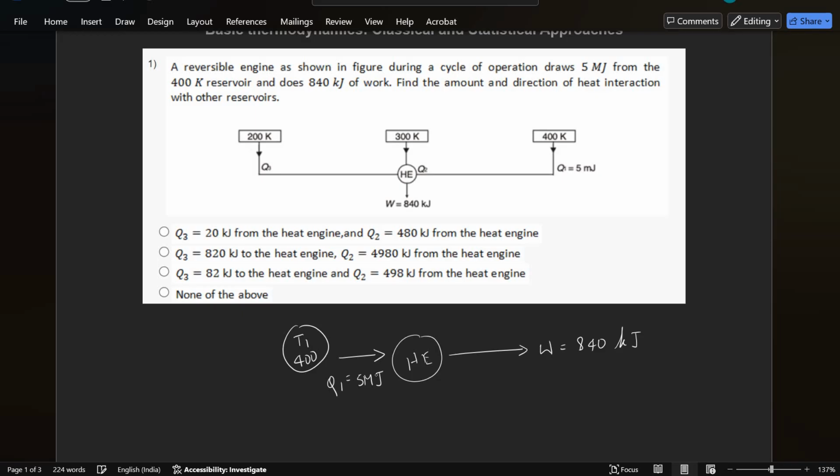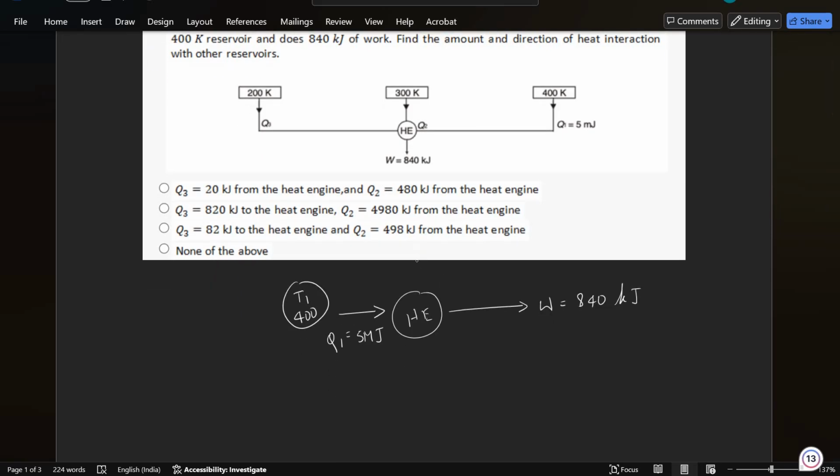No, sir. Okay. So what I'm going to do is, see, these are all reservoirs. There is a high temperature, probably low temperature, maybe room temperature. They already told us that we are taking heat of about 5 megajoules from the 400 Kelvin reservoir, and some work is being done. So we know that much. But we do not know what the heat is going into or away from the other two reservoirs.